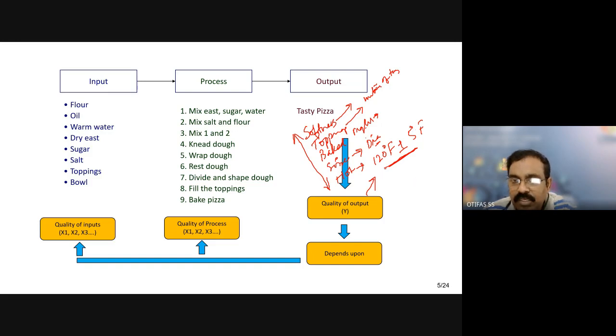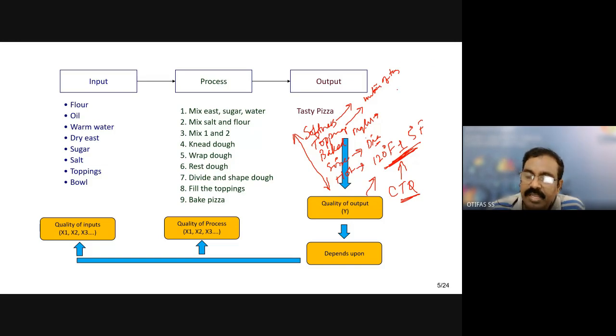Now this is what the quality of output means. These quality parameters we call CTQ, that means critical to quality. An output specification is known as CTQ. Critical to quality means with respect to the customer perspective.